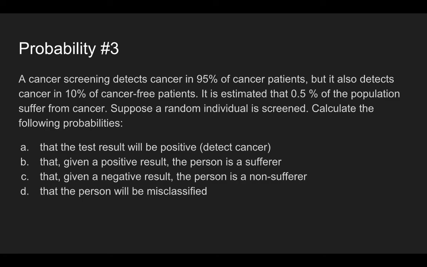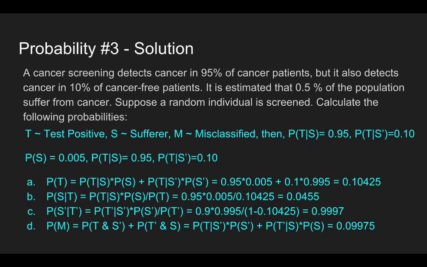Yeah. So you don't suffer and you test positive, or you suffer and you test negative, right? So that would be the probability of misclassified. That would be the probability that you test positive when you don't suffer from cancer, and the probability that you test negative when you actually suffer from cancer. And that would be 0.09975. Any questions?